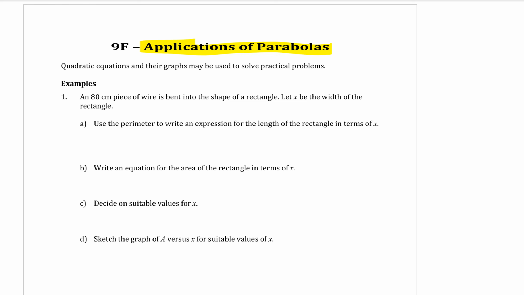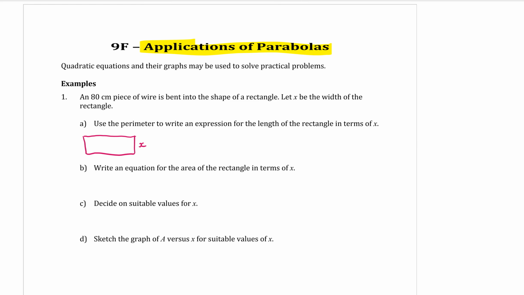So the example here says, an 80 centimeter piece of wire is bent into the shape of a rectangle. Let x be the width of the rectangle. Whenever it starts describing a shape, it is best if you draw yourself a diagram. So I'm going to draw it down here because that's the biggest space I've got to do this in. So here is my rectangle, and it says the width of my rectangle is going to be x, so that's going to go there.